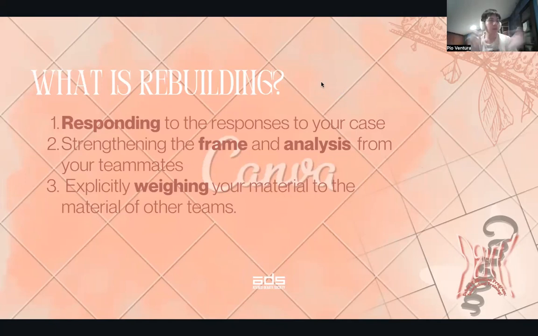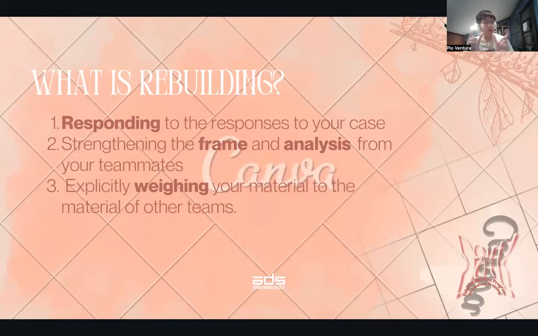But other than improving the frame and analysis, I think broadly, this can also just look like additional constructive for your team and additional pieces that you add to the arguments that you are making. Lastly, it is explicitly weighing your material to the material of other teams. So the difference with the previous two is that, for example, when you add constructive to your arguments, this looks more like you inherently showing why your argument is important or showing why your argument is true. Or when you respond to other people's responses to your case, it's proving why these aren't true as well.